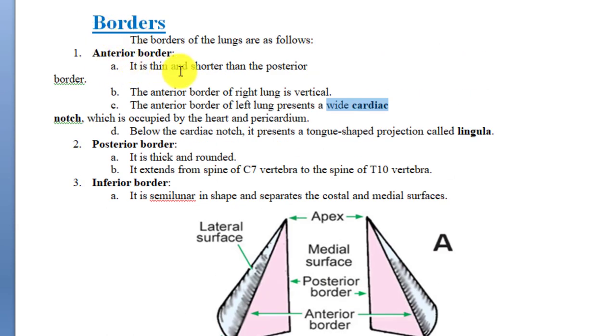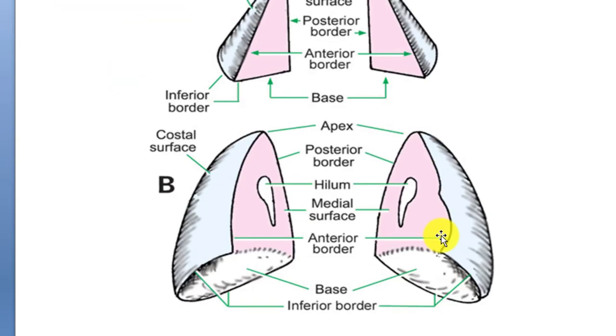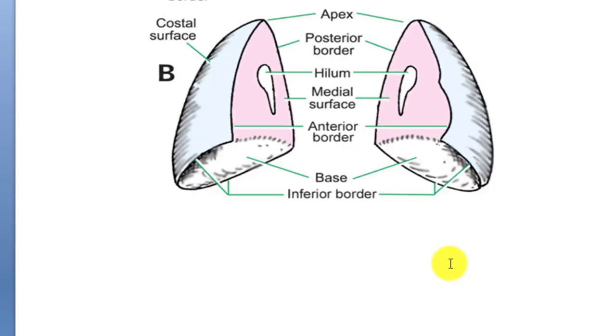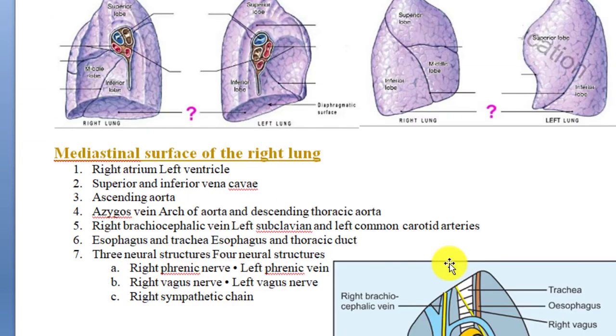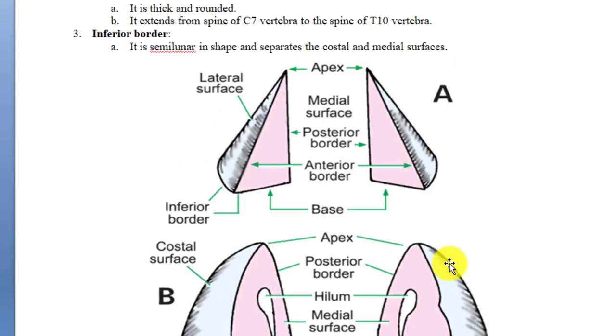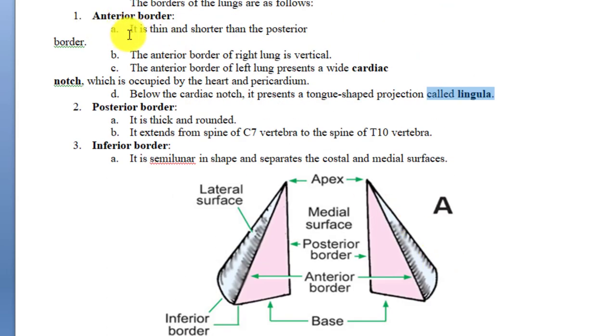So the anterior border is thin, shorter than the posterior border. The anterior border of the right lung is vertical. Below the cardiac notch, it presents a tongue-shaped projection called the lingula. So you can see it here. In the next diagram, we will see it a little bit more clearly, right? Okay, so these four points were about the anterior border.